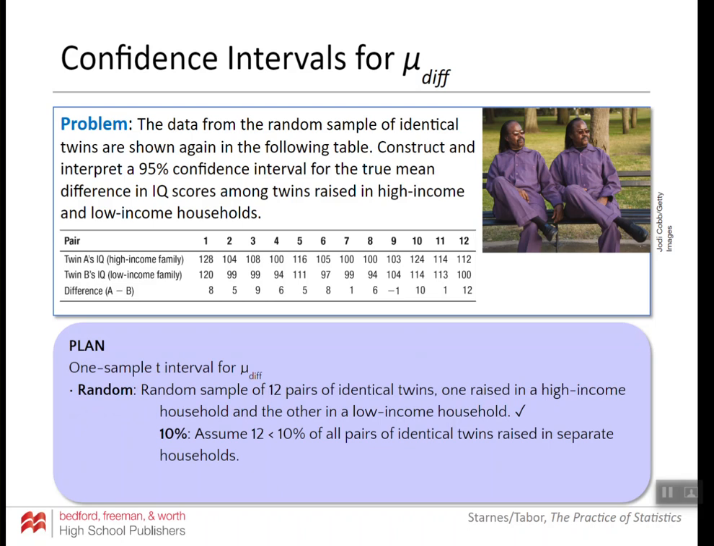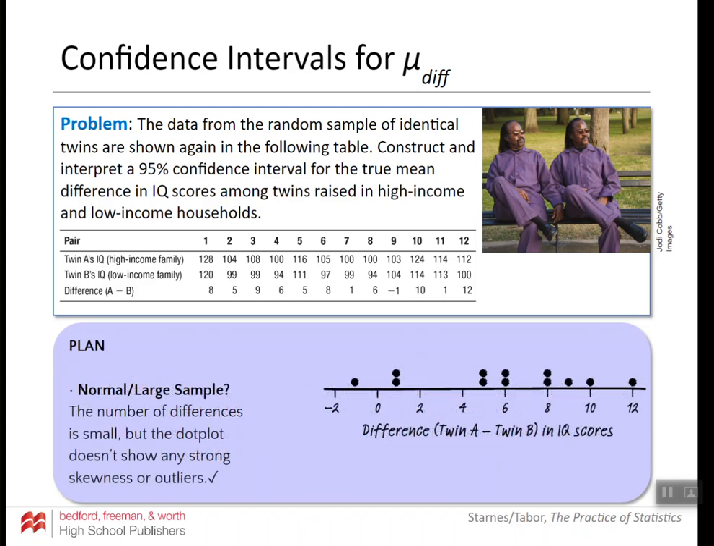Plan. We're doing a one sample T interval for the mean difference. Check our conditions. We have a random sample. We know that the 12 pairs were randomly selected. 10% condition. It's pretty safe to assume that 12 is less than 10% of all pairs of identical twins raised in separate households. And then the normal or large sample. We do not have a large sample, we only have 10. We don't know that it's normally distributed, so we make our dot plot of the differences. There's no strong skew or outliers.